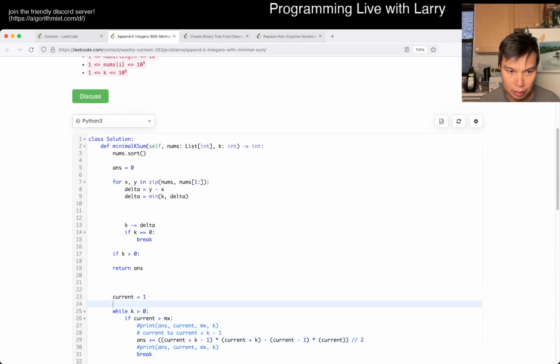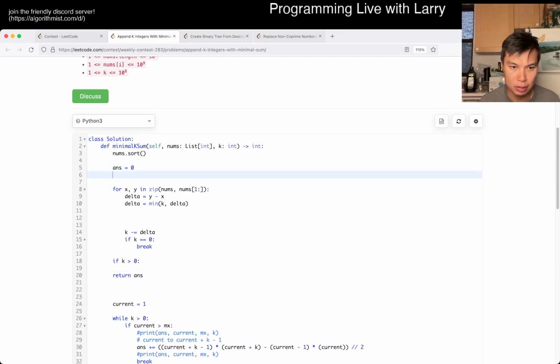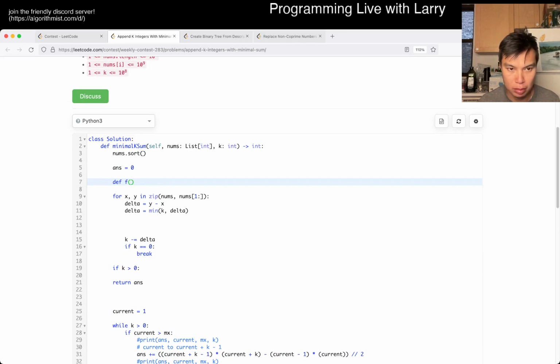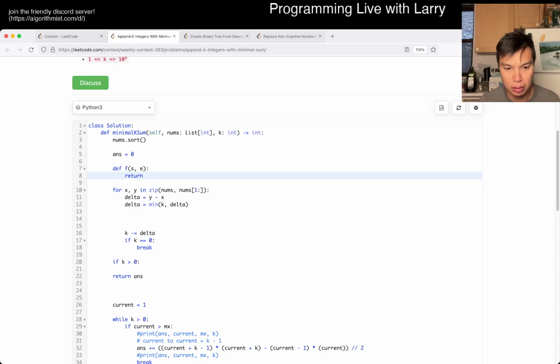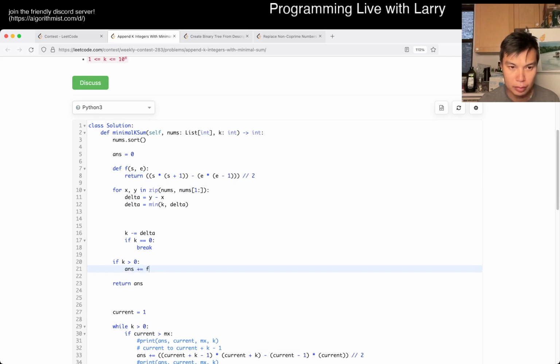Then it's just this, but so inclusive, exclusive. Okay, fine. What's the last number? I also messed this up. I'm so sloppy today. It's from num sub 1 to num sub 1 plus k.